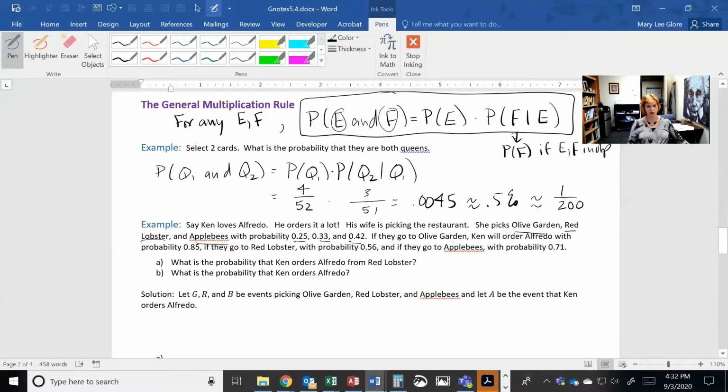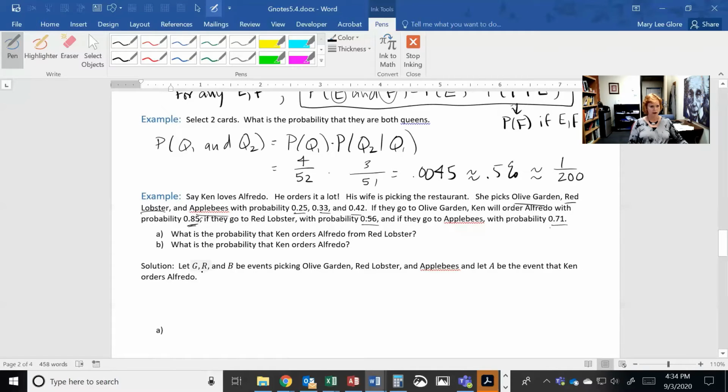Now, if they go to Olive Garden, Ken will order Alfredo with probability 0.85. So he's very likely to order Alfredo from the Olive Garden. If they go to Red Lobster, it's probability 0.56. And if they go to Applebee's, 0.71. So what's the probability that Ken orders Alfredo from Red Lobster will be my first question. And then what's the probability that Ken orders Alfredo, period? So what's the probability that tonight he's going to get Alfredo?